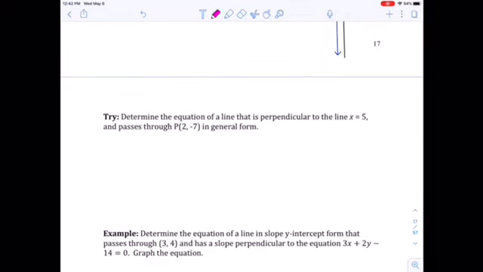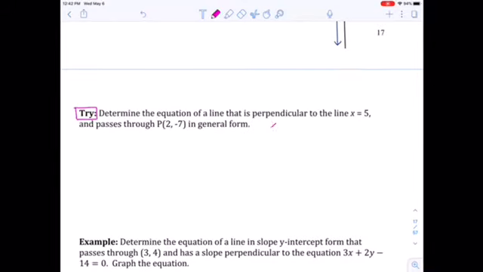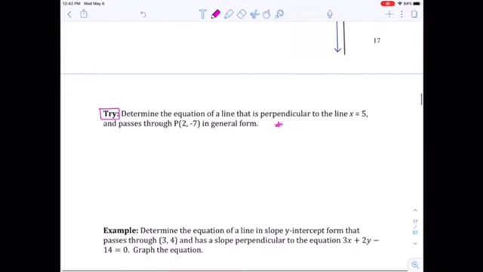Okay? I'm going to give you guys a couple minutes. I want you to try the next one. Draw a sketch. Okay? Let's read it together. Determine the equation of a line that is perpendicular to the line x equals 5 and passes through the point 2, negative 7 in general form. Okay, so that's ax plus by plus c equals 0.